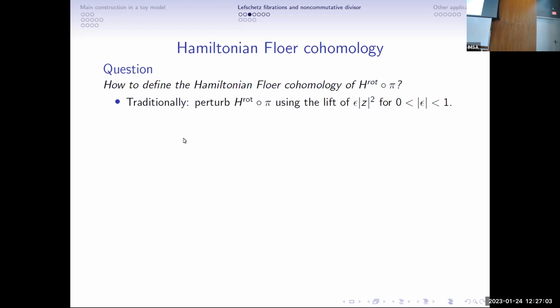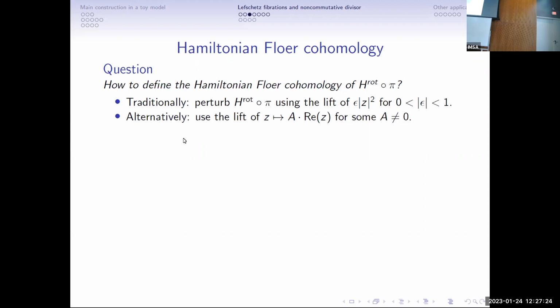So traditionally, what we do is we do some kind of small perturbation using this rotation. To be more precise, we look at the function epsilon x on z squared, and we use a lift of that to perturb the rotation Hamiltonian to remove the fixed points at infinity.